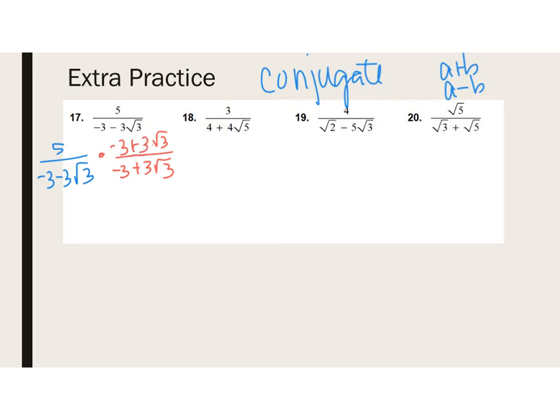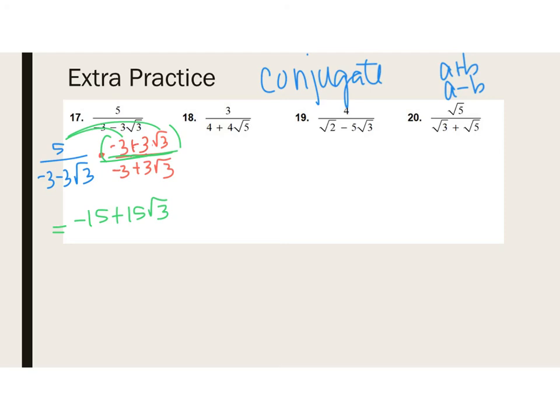So on the top, you're just going to distribute. We got a 5. Remember, a fraction bar is a grouping symbol, so this is technically grouped. So you're going to distribute your 5. So you're going to get negative 15 plus 15 square root of 3. Remember, only multiply the coefficients and then the radicands. So if there's only one radicand, it just stays.